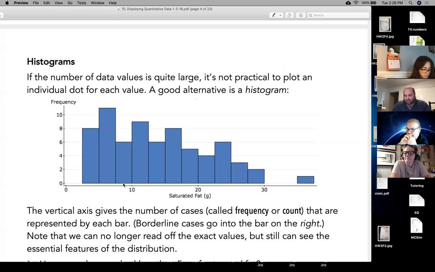Professor, I still don't get it. Can you please explain it again? Which part? How you got 2.5 and the part, just all of it.